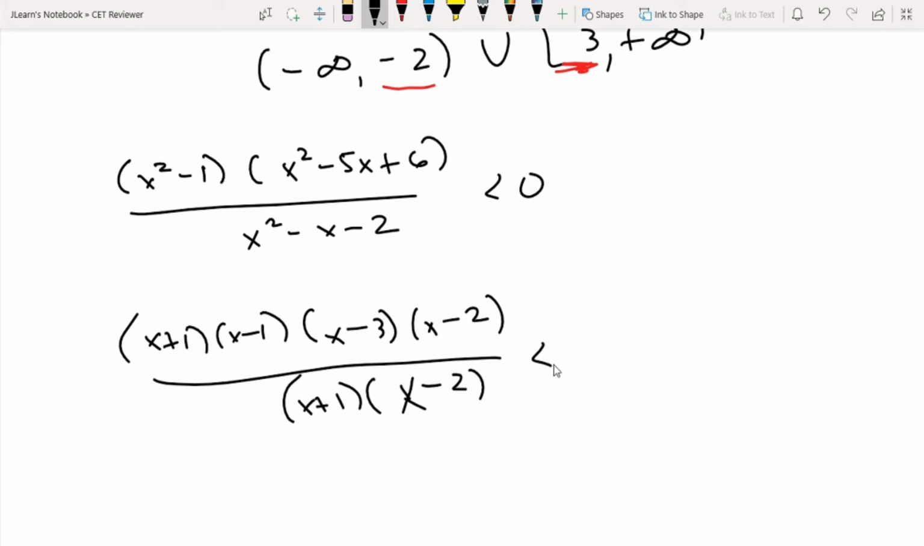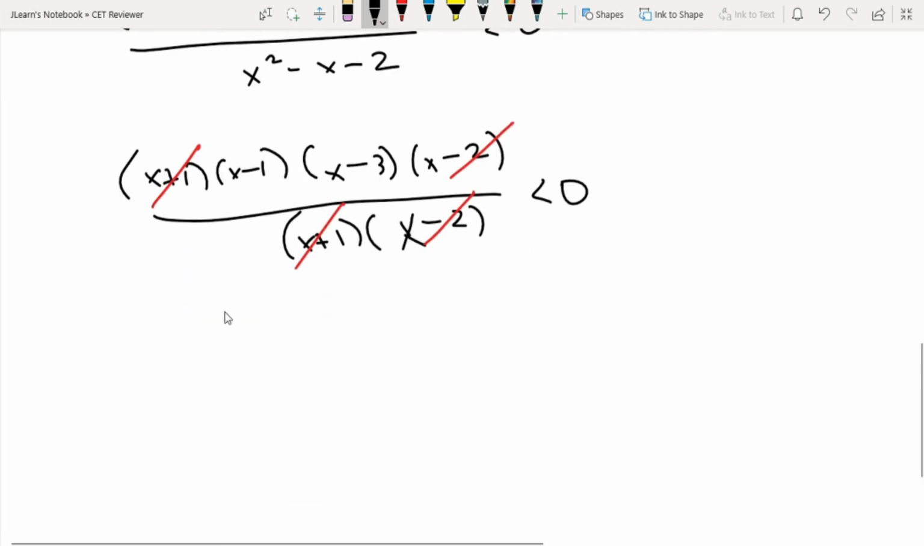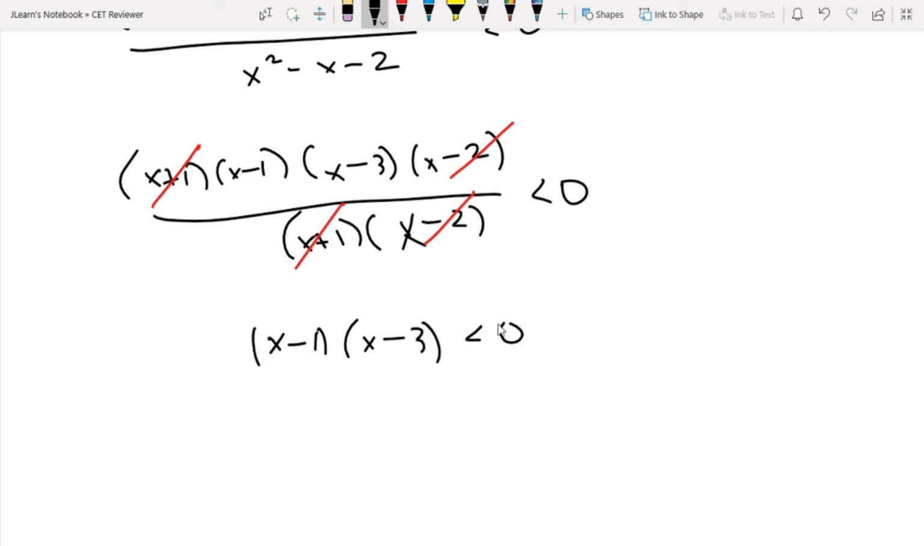Okay? Less than 0. Now we can cancel common terms sa numerator and denominator. Tama? So, cancel lang natin x plus 1, cancel natin yung x minus 2. So, we are now left with x minus 1 and x minus 3. So, x minus 1 times x minus 3 is less than 0. So, now we get yung critical numbers. So, again, kung anong makakapagpa-0 dito. So, that will be x is equal to 1 and x is equal to 3.